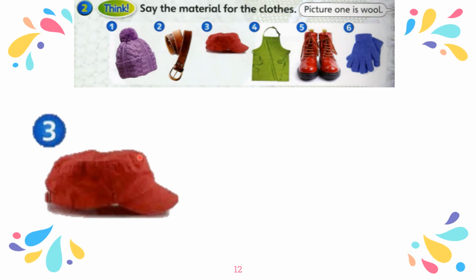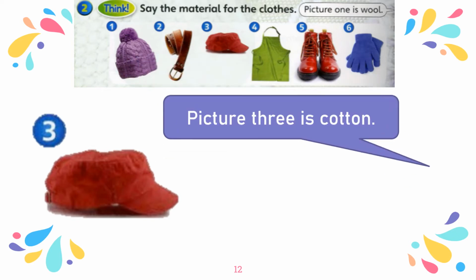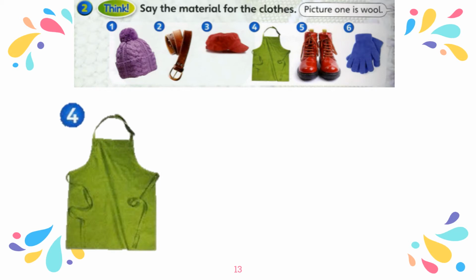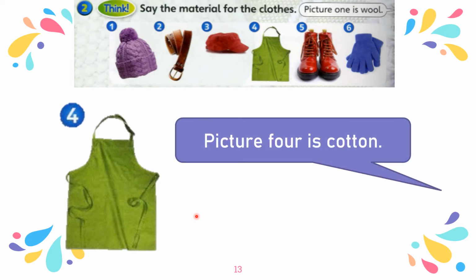Picture 3, this is a hat. Okay, hat made from cotton or wool or leather. Yes, very good. Picture 3 is cotton. Diperbuat daripada kapas. Number 4, apron. Apron biasa mak kita guna di dapur, betul tak? Okay, so what do you think the material is? Is it wool? Is it cotton? Or is it leather? Very good. Picture 4 is cotton.